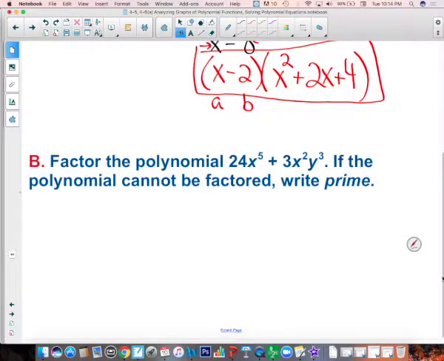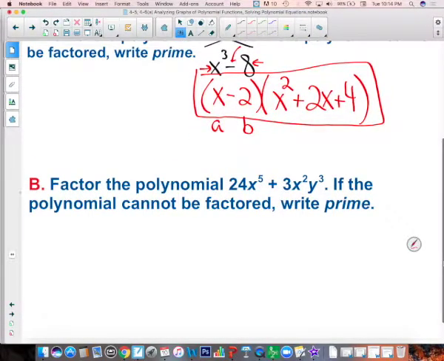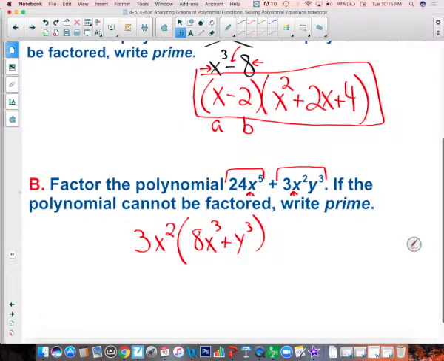So the first thing you want to do, remember, anytime we did factoring, you want to see if you can take out a greatest common factor. Between this one and that one, is there a greatest common factor? What can I take out of 24 and 3? Well, I can take out a 3. And then what can I take out for the variables? I have an x there and an x there, so I can take out an x squared. Factor that out front, write what's left. We have 8x cubed plus, the 3 is gone, the x squared is gone, so we have y cubed.